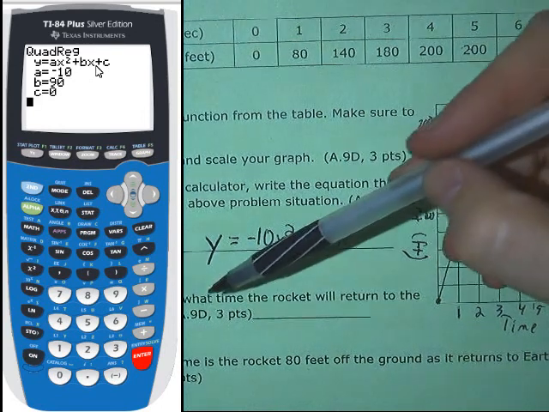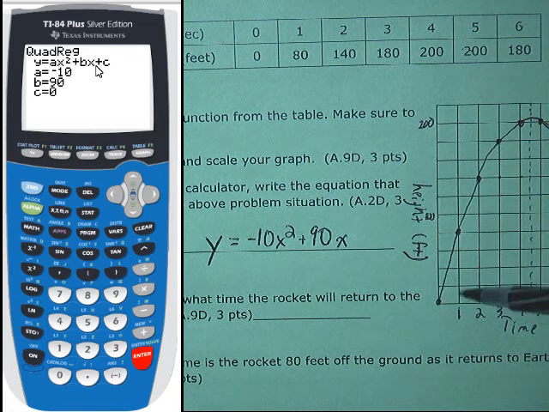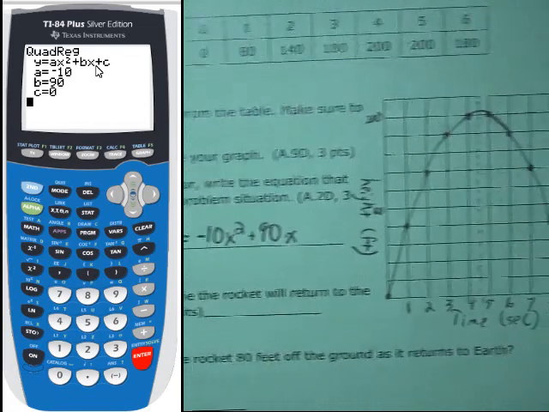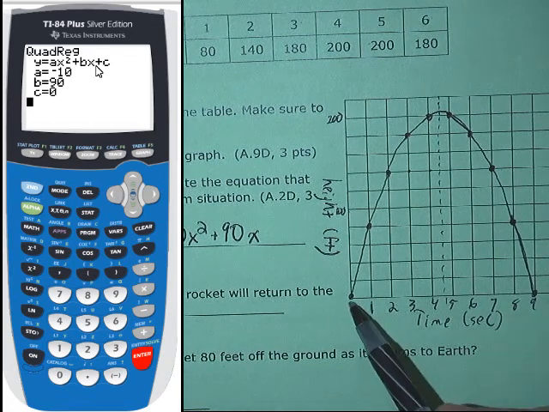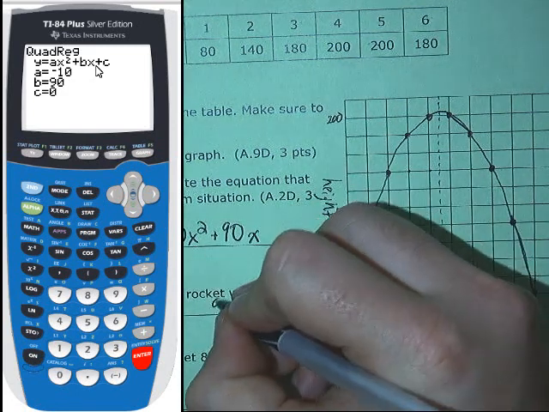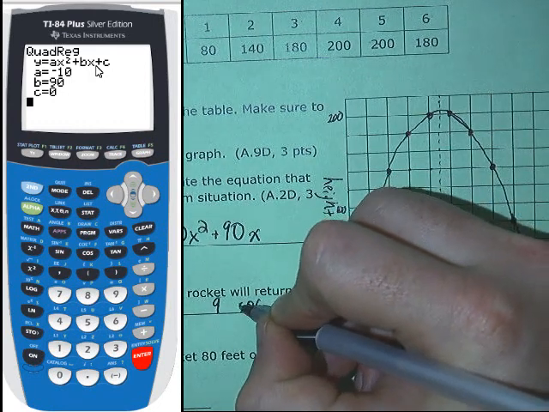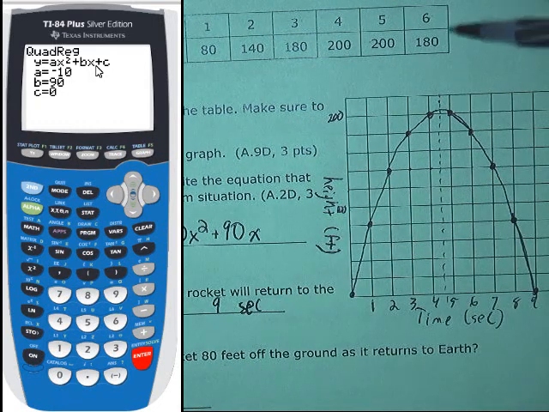Now for part C, predict at what time the rocket will return to the ground. Well, we've already taken care of that by reflecting these points. So I look over, the rocket will return to the ground at 9 seconds. And once again, the symmetric property of parabolas is very, very important.